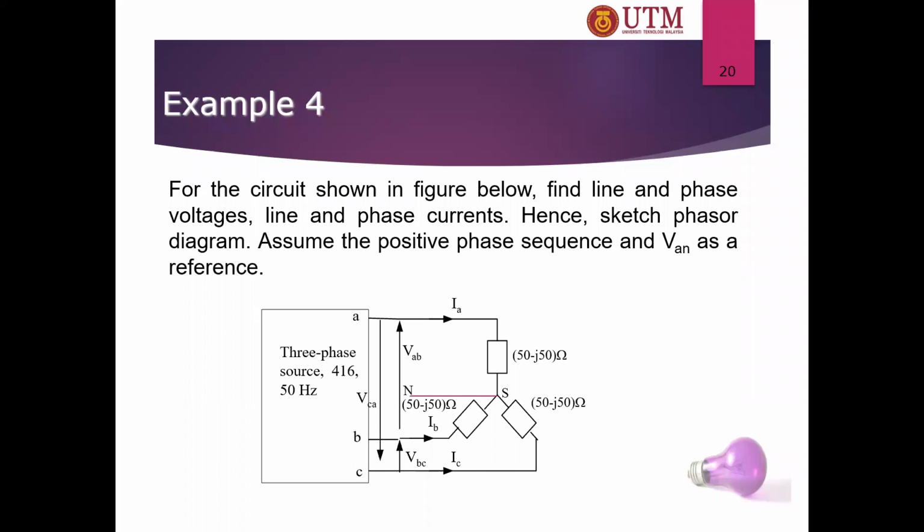Now we continue with example 4. For the circuit shown in the figure below, find the line and phase voltage and line and phase current, and then sketch the phasor diagram. Assume the positive phase sequence and VAN as a reference.